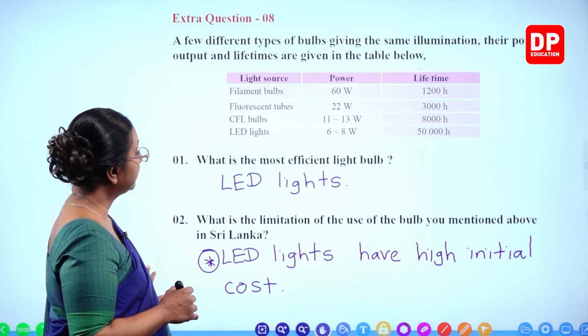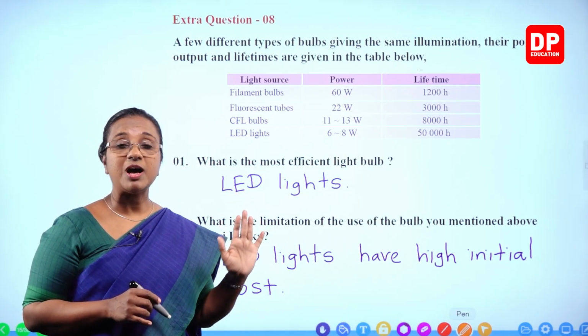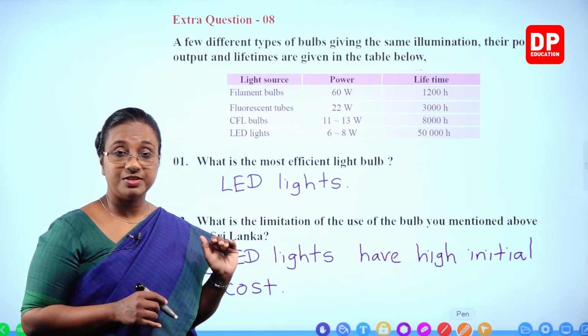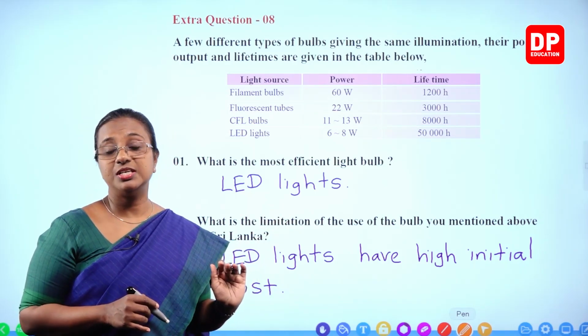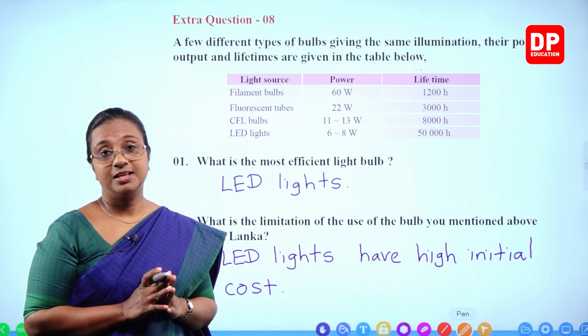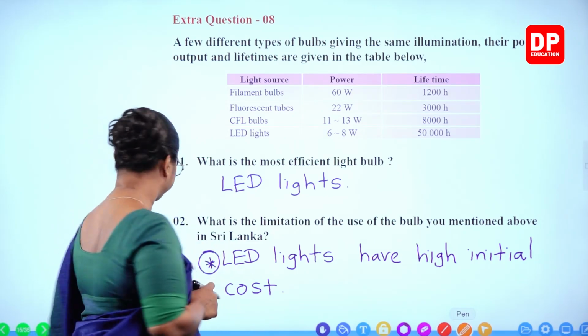So we compared the different types of bulbs, and you all know filament bulbs are the least efficient and LED lights are the most efficient. But there is a limitation because their initial cost is high. That is what you need to understand. So with that, students, I will move on to the next slide.